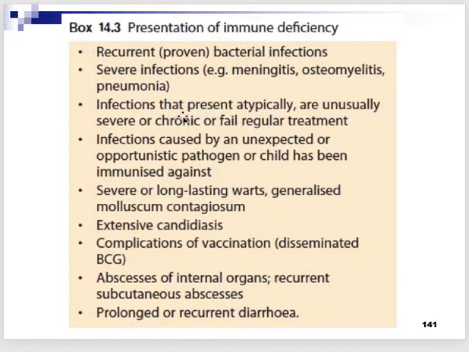This is how the child presents. Now, the immune deficiencies are classified into primary, which are uncommon, and secondary, which are common. Of course, the primary ones are mostly inherited disorders, which run in families, and they are more common in boys because most of them are either X-linked or autosomal recessive. So remember, primary immune deficiencies are more common in boys.